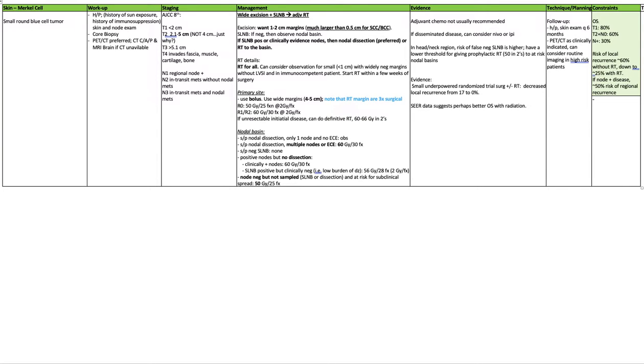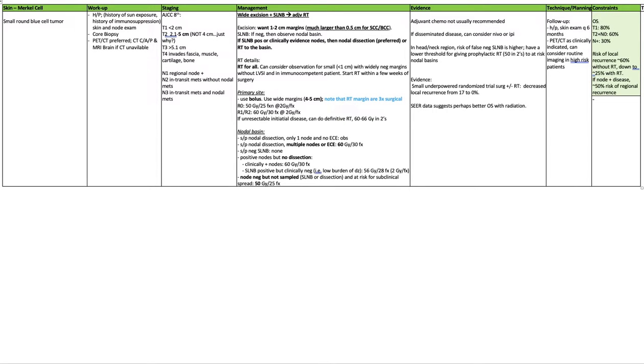Get a PET CT, or CT chest, abdomen, pelvis, and MRI brain if a PET CT is unavailable. AJCC 8th edition staging: T1 tumors are less than 2 centimeters. T2 is 2.1 to 5 centimeters, not 4 centimeters like other skin cancers. T3 is greater than 5.1, or essentially greater than 5, not including 5. T4 is invasion of the fascia, muscle, cartilage, or bone.